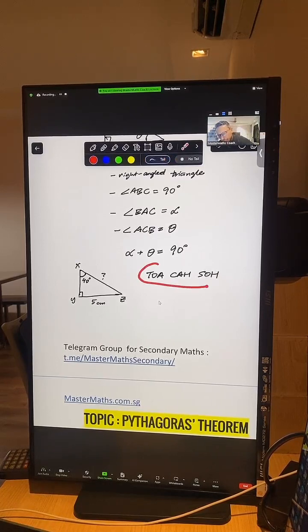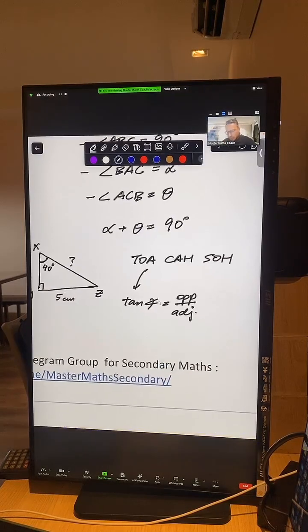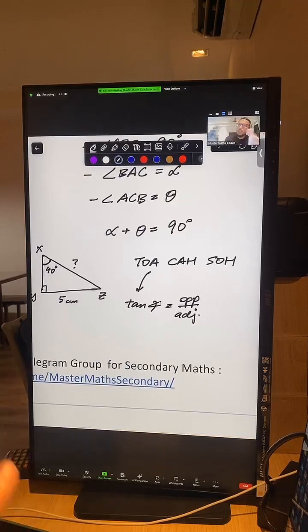Basically, it's a set of acronyms. You all know what acronyms are, letters that stand for something. The TOA here stands for tangent angle equals opposite over adjacent. What is opposite and adjacent? I will discuss shortly.